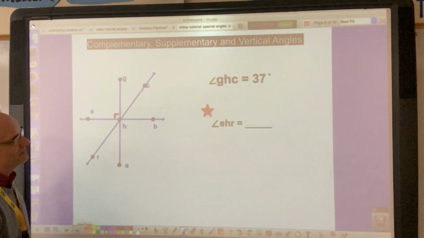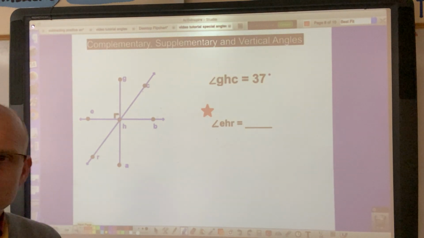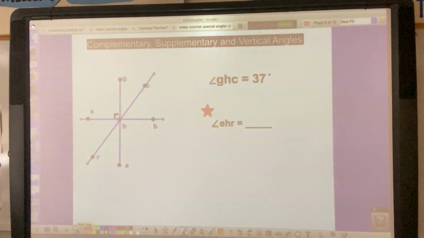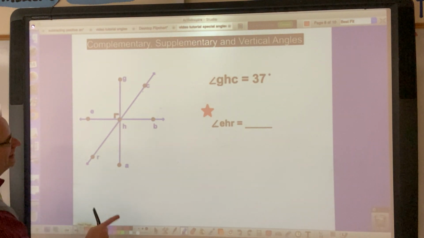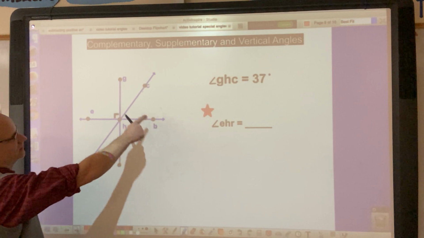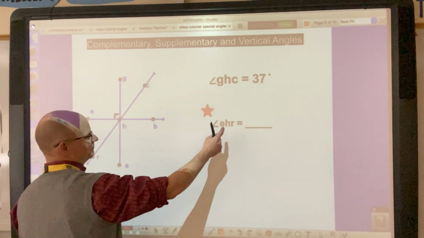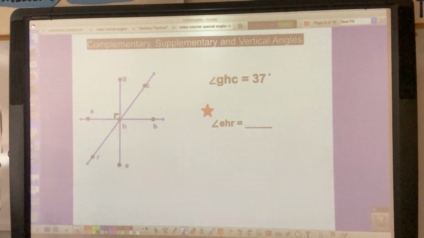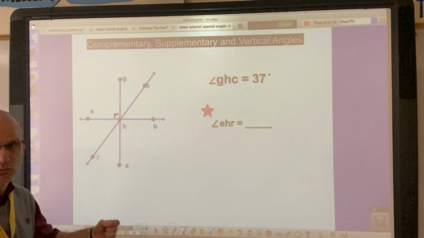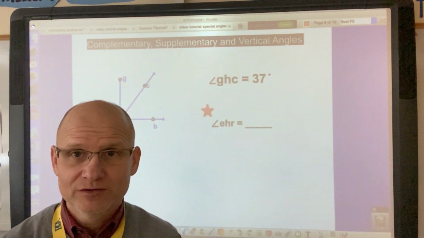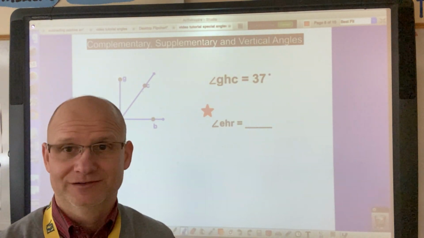And then the next thing is the math wizard question. Kind of a little difficult question, maybe. No, not for you. So anyway, I say angle GHC is 37 degrees. Based on that, I should be able to figure out what angle EHR is, based on that information and what I have learned about complementary angles, vertical angles, supplementary angles, and all that stuff.